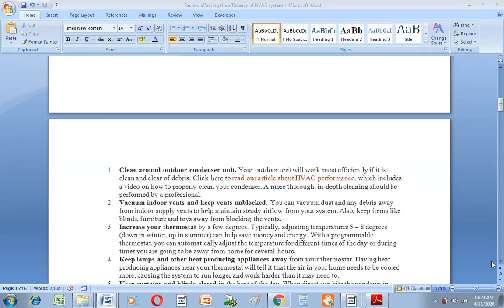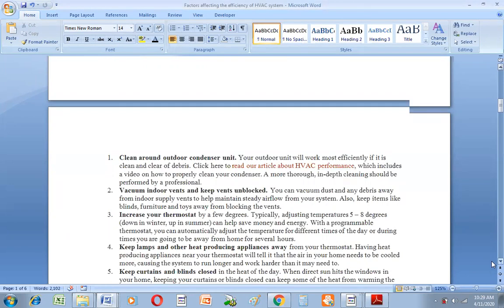And the next one is vacuum indoor vents and keep vents unblocked.